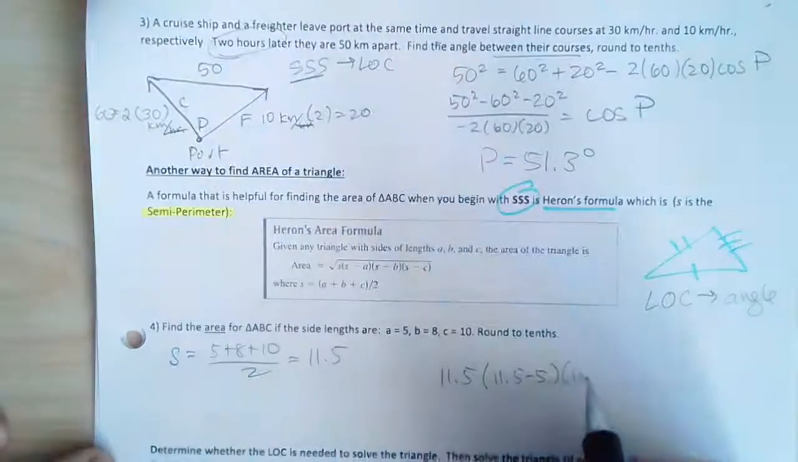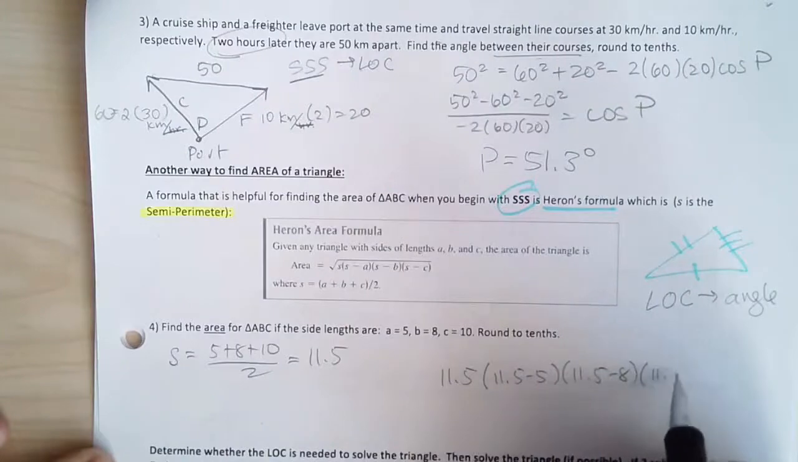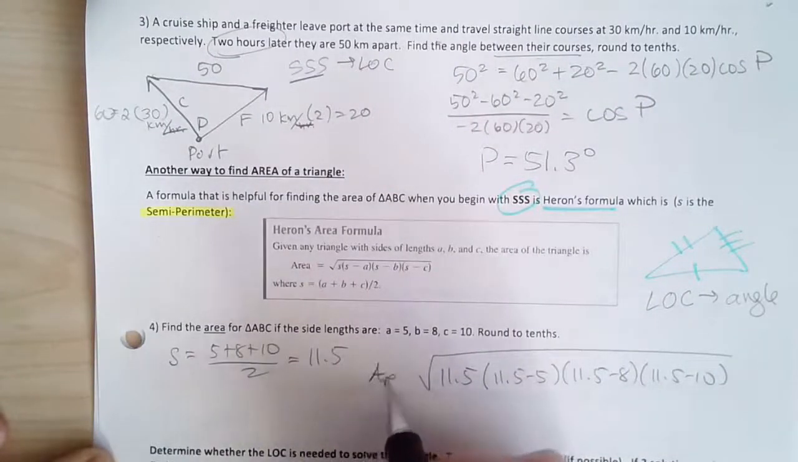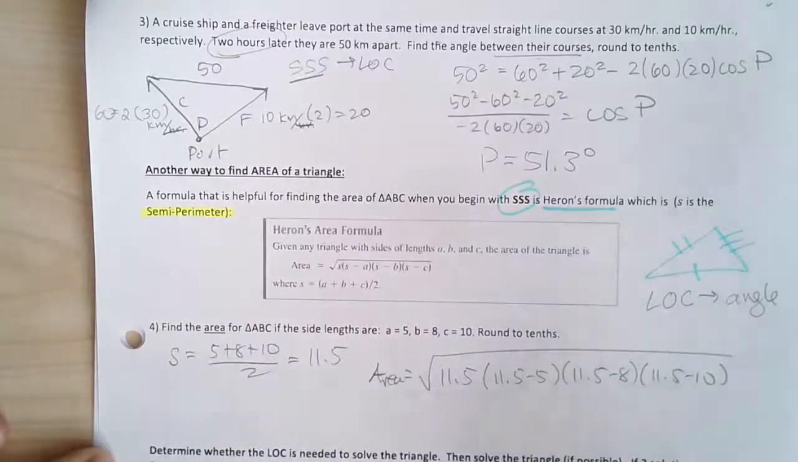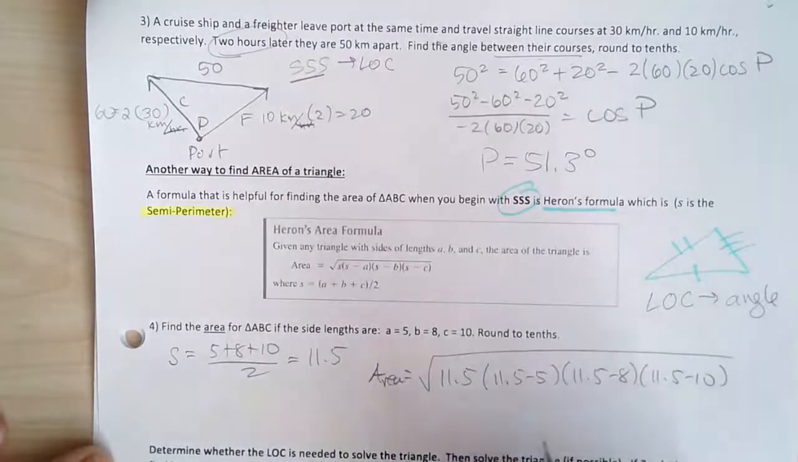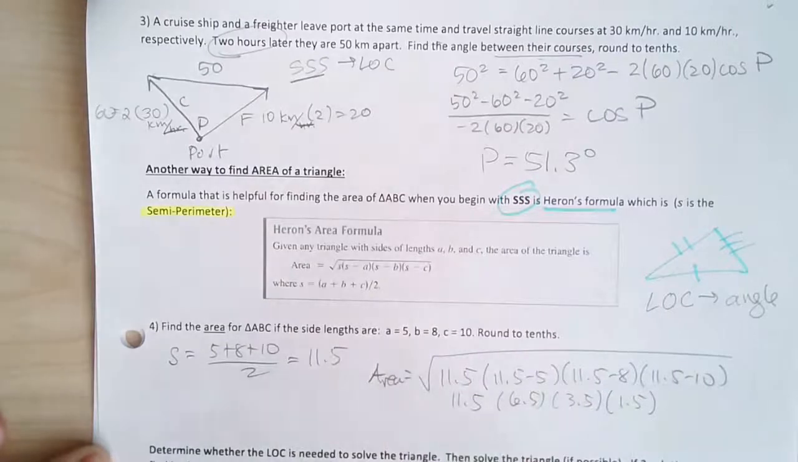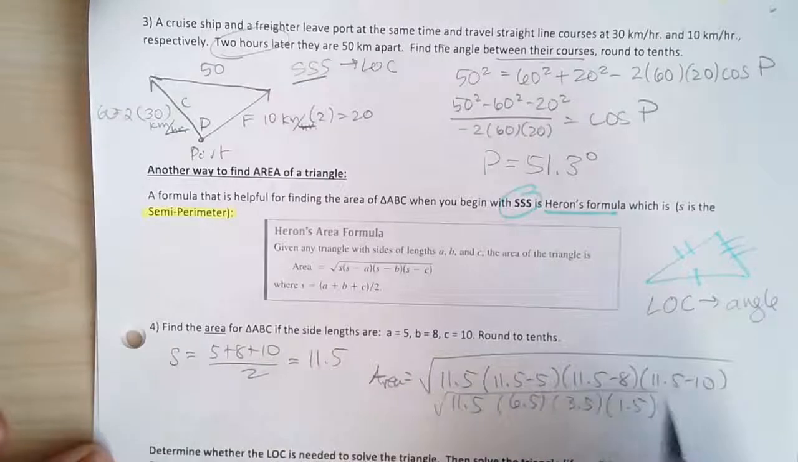And so 11.5 minus 5 is, of course, 6.5. 11.5 minus 8 is 3.5. And minus 10 is 1.5. So we're basically going to multiply all these numbers. So 3.5 times 1.5 times 6.5 times 11.5 is a big number, and we are going to take the square root of that. And we get 19.8 for the area, rounded to the nearest tenth. Okay.